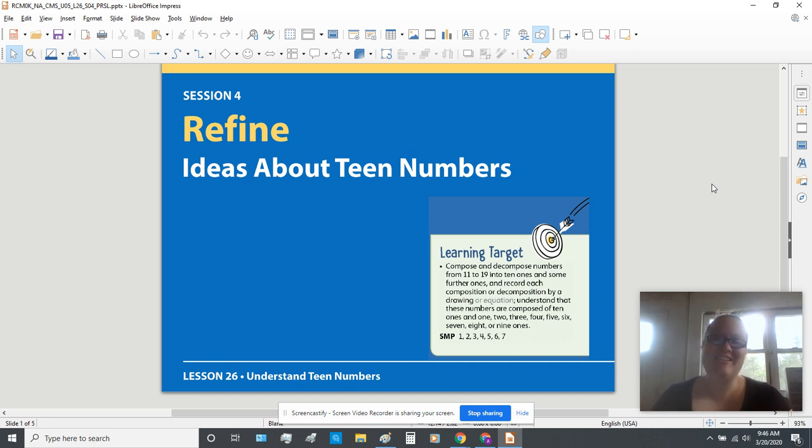Good morning, kindergarten. So we are on session 4 of lesson 26 today. This is our last session of the week for the first chapter on teen numbers. Now, before we get into our workbook pages today, I wanted to do a warm-up with you using your cubes. So go ahead and get your whole pack of cubes out.